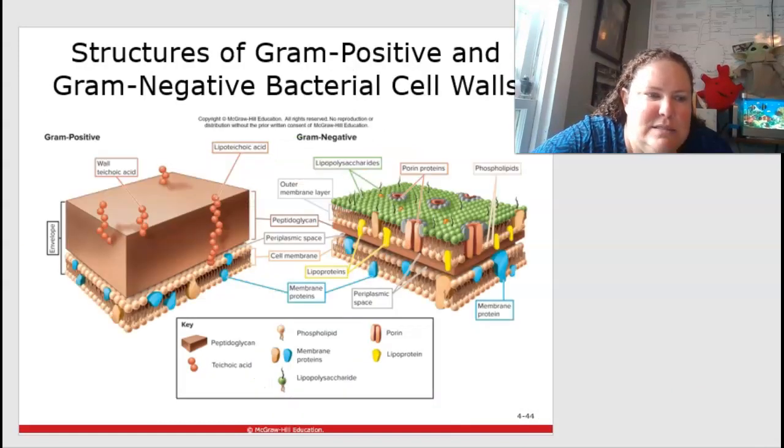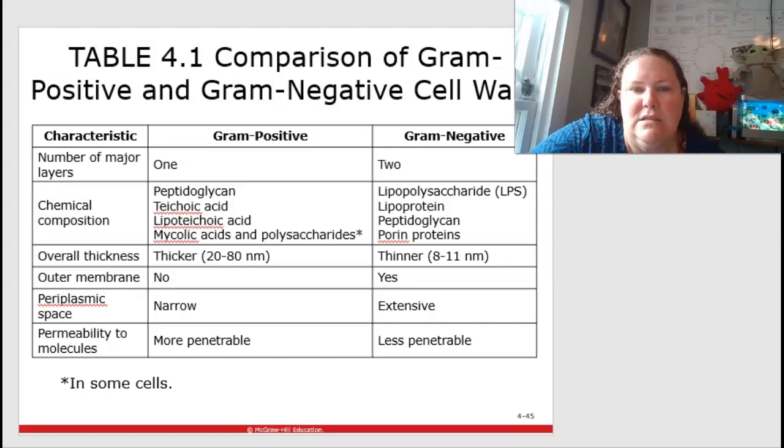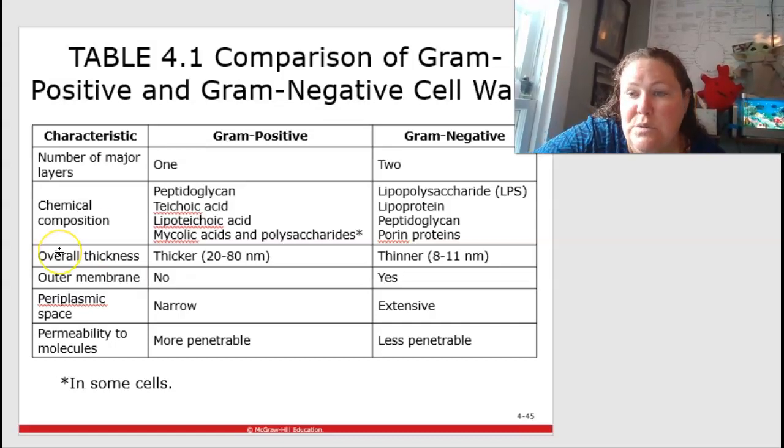Right, so here's the comparison of gram positive versus gram negative, and then also a fun little table comparing positive and negative. This would be a great one to print off and really learn.